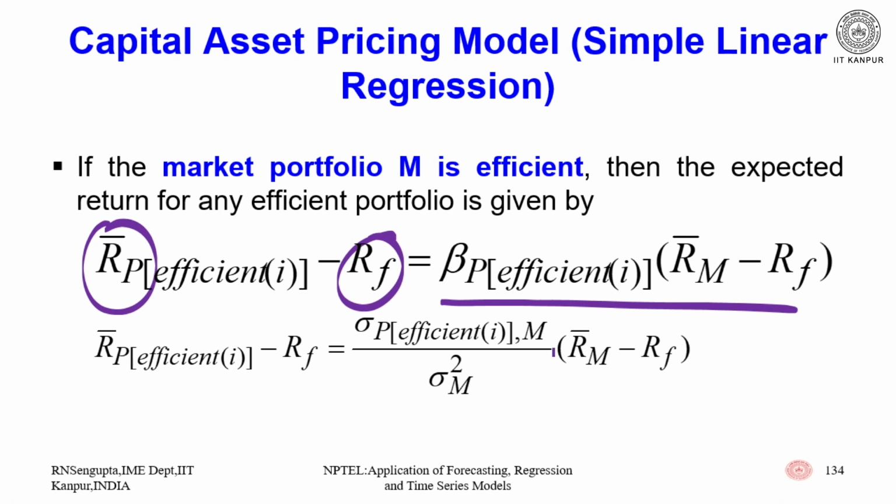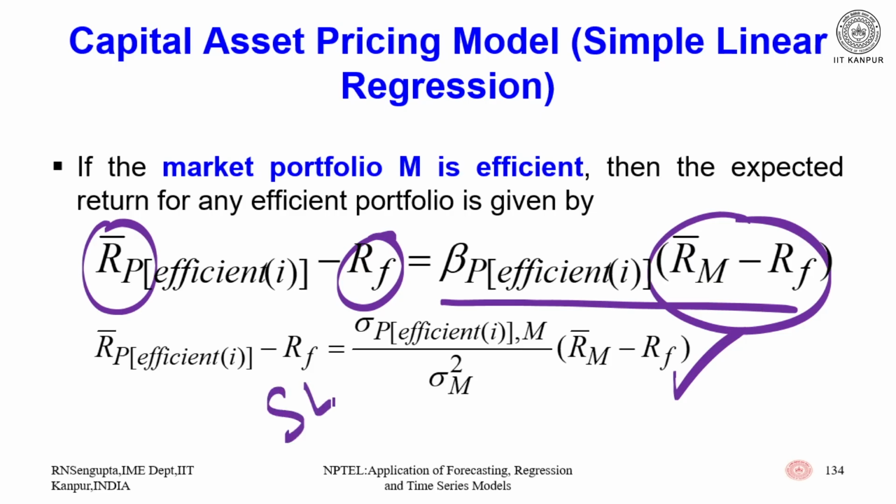It is basically beta P, which is beta i what we are considering, times R bar M minus RF, which is the difference between the market return and the risk free interest rate. And once I expand it, I get exactly this equation, which is exactly similar to the simple linear regression model, which we will consider very soon.